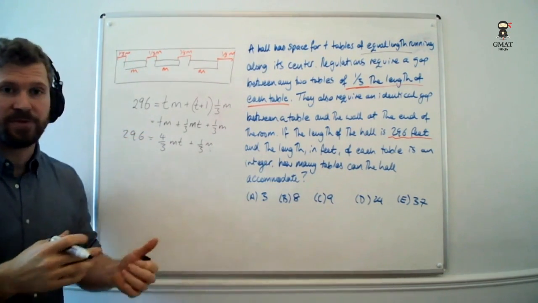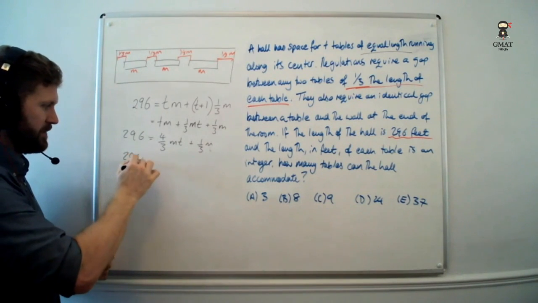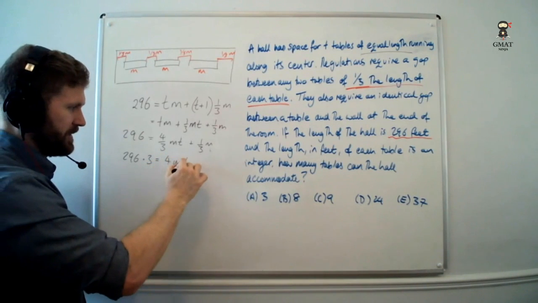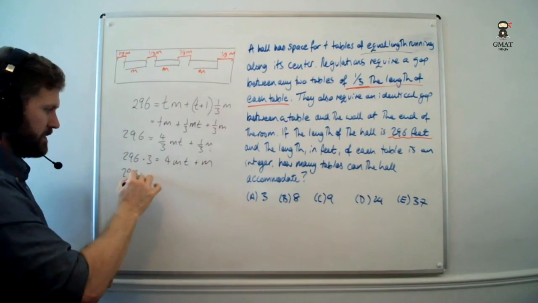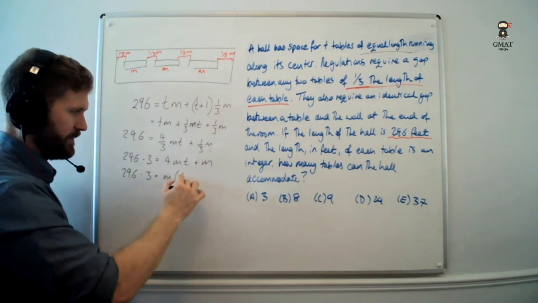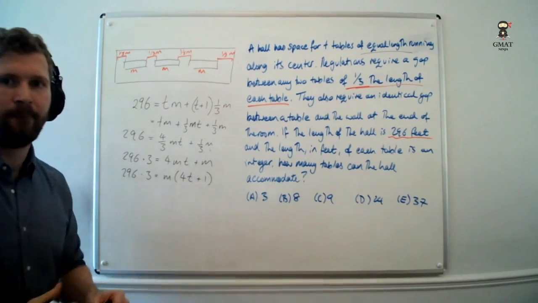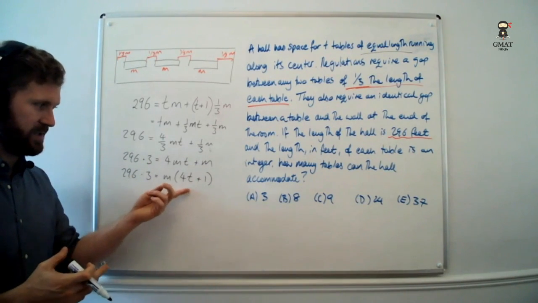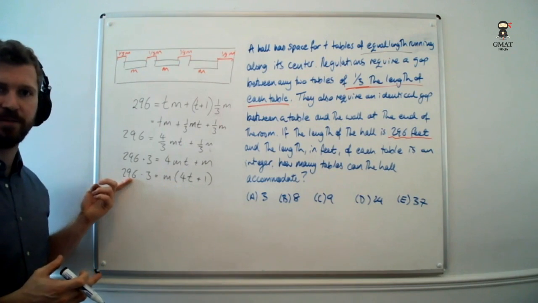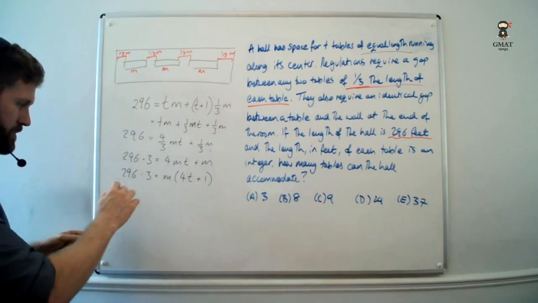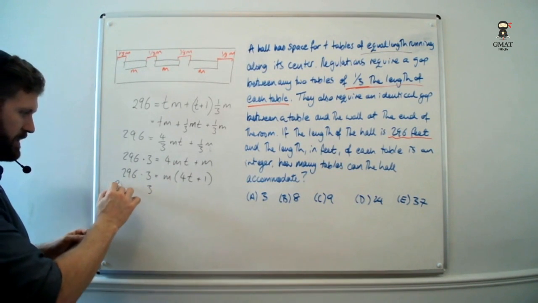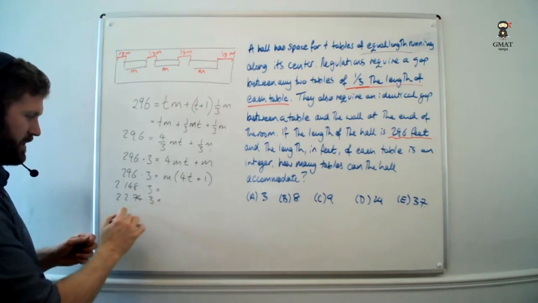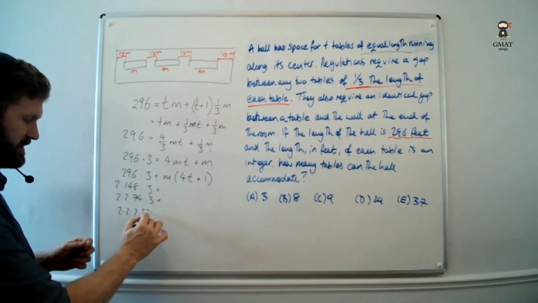Okay, now I'm going to multiply both sides by 3 to get rid of the fractions. But I'm not going to multiply 296 by 3 just yet. And that's going to equal 4mt plus m. And then I can take out the common factor of m there, 4t plus 1. At this stage, this might not seem very helpful, but what we're going to do with this is take this 296 and begin prime factorizing it. So we've got 3 there. That would be 2 times 148, or 2 times 2 times 74, or 2 times 2 times 2 times 37, times 3.